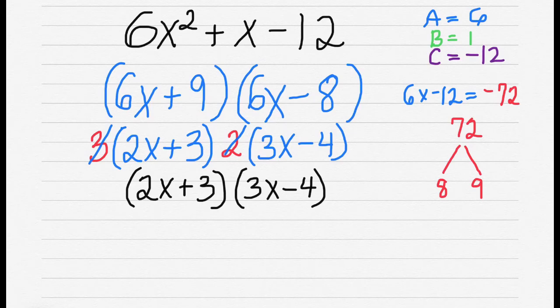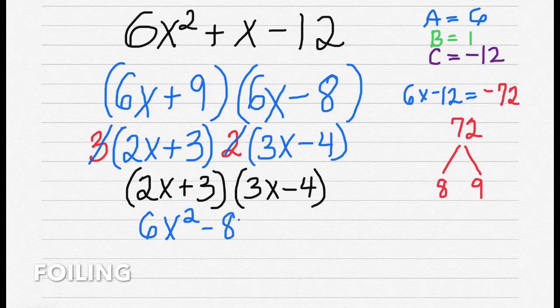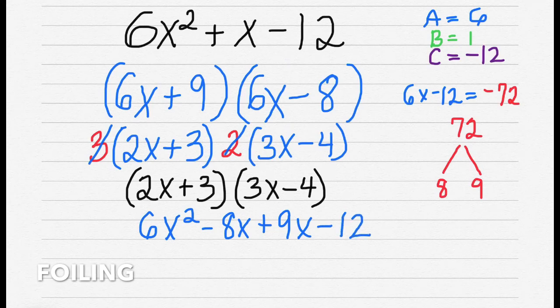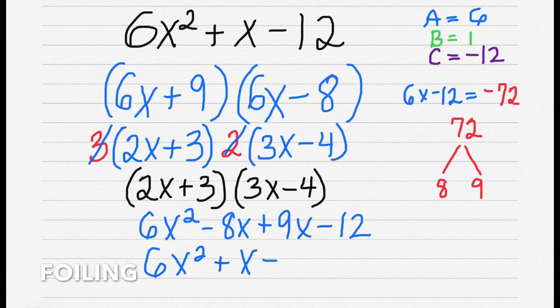And let's check it. Let's FOIL it. So 2x times 3x is going to be positive 6x squared. Our outer would be negative 8x. Our inner would be positive 9x, and our last would be minus 12. And if we combine our like terms, we would get plus x minus 12.